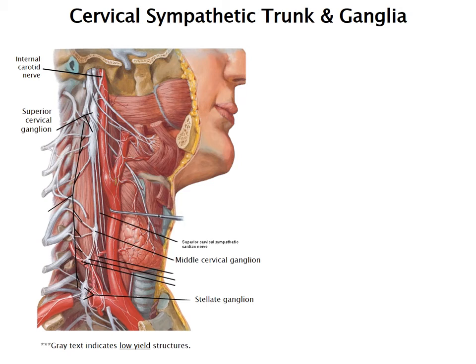Within the neck, the sympathetic trunk receives no white rami communicans. Recall that white rami communicans are found between the levels of T1 and L2. Within the neck, there are, however, 3 cervical ganglia. There is the inferior, middle, and superior cervical ganglion, the largest of which is the superior cervical ganglion. Here's the middle cervical ganglion. Oftentimes, the inferior cervical ganglion fuses with the first thoracic ganglion, and when that happens, we call that a stellate ganglion.